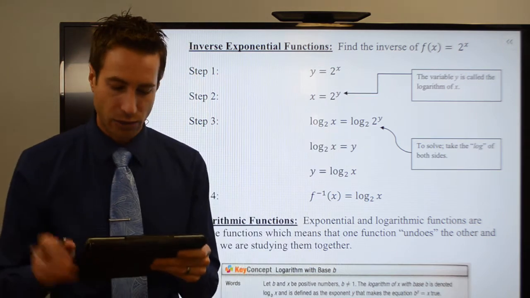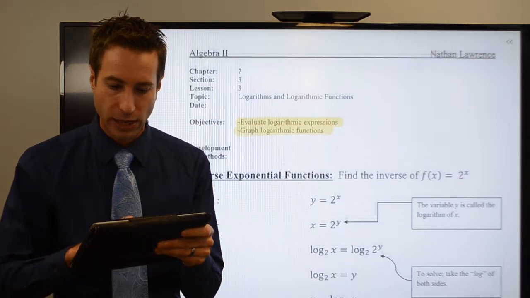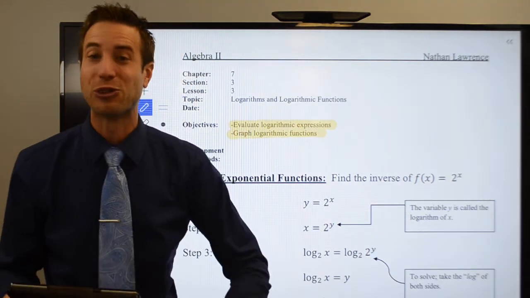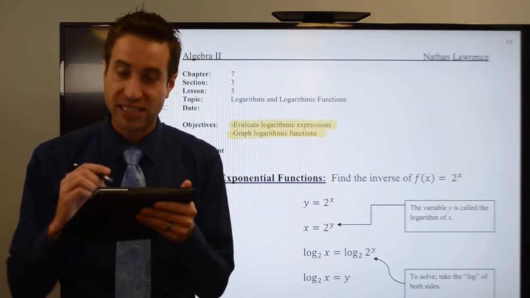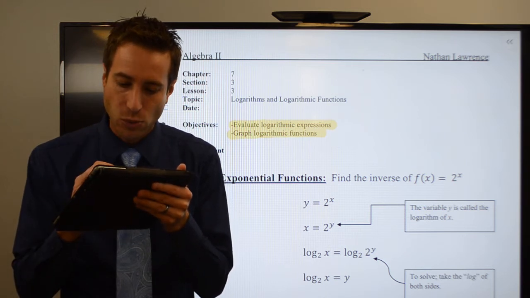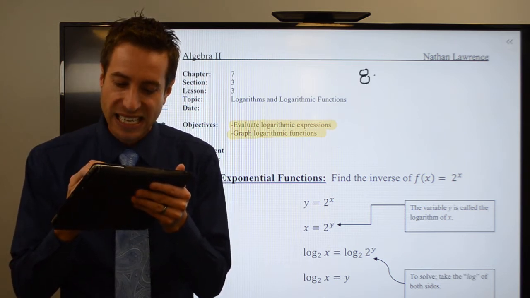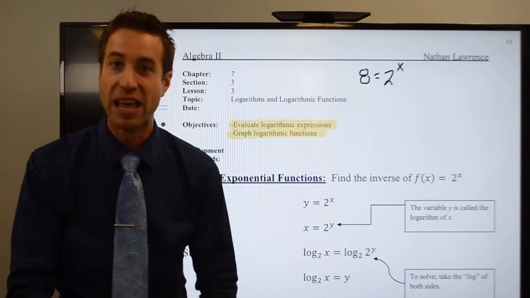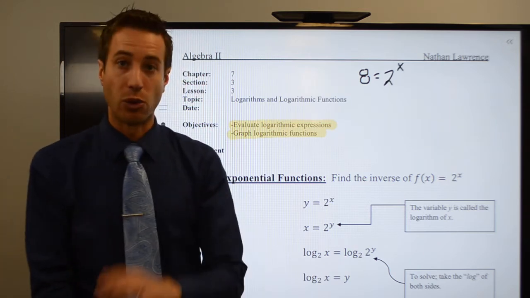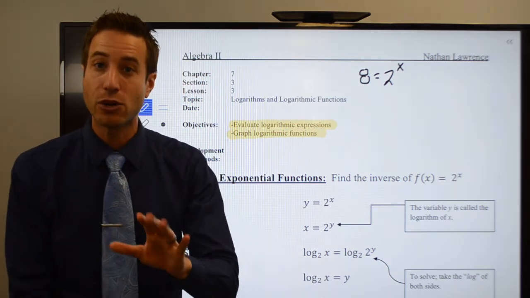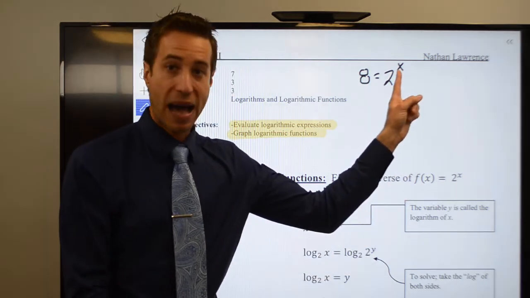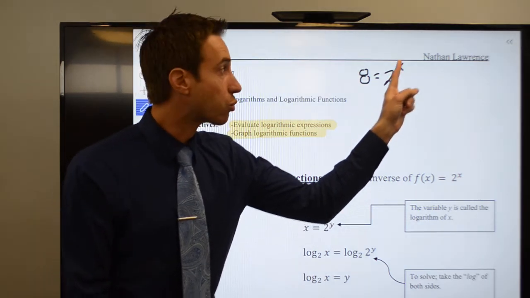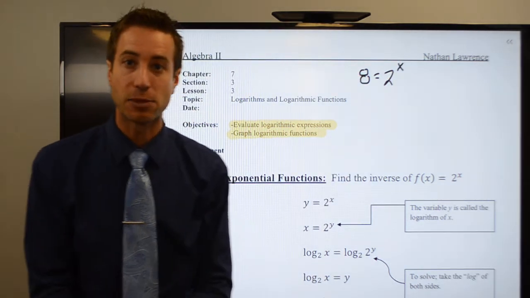Let me show you. I'll do a couple of real quick example problems for you. I promise it'll make perfect sense. We actually looked at this in the previous section. What if I give you 8 is equal to 2 to the x power? Here's what I'm asking you to do. I'm asking you to figure out what is the power that I need so that when 2 is raised to that power, it gets me an 8.